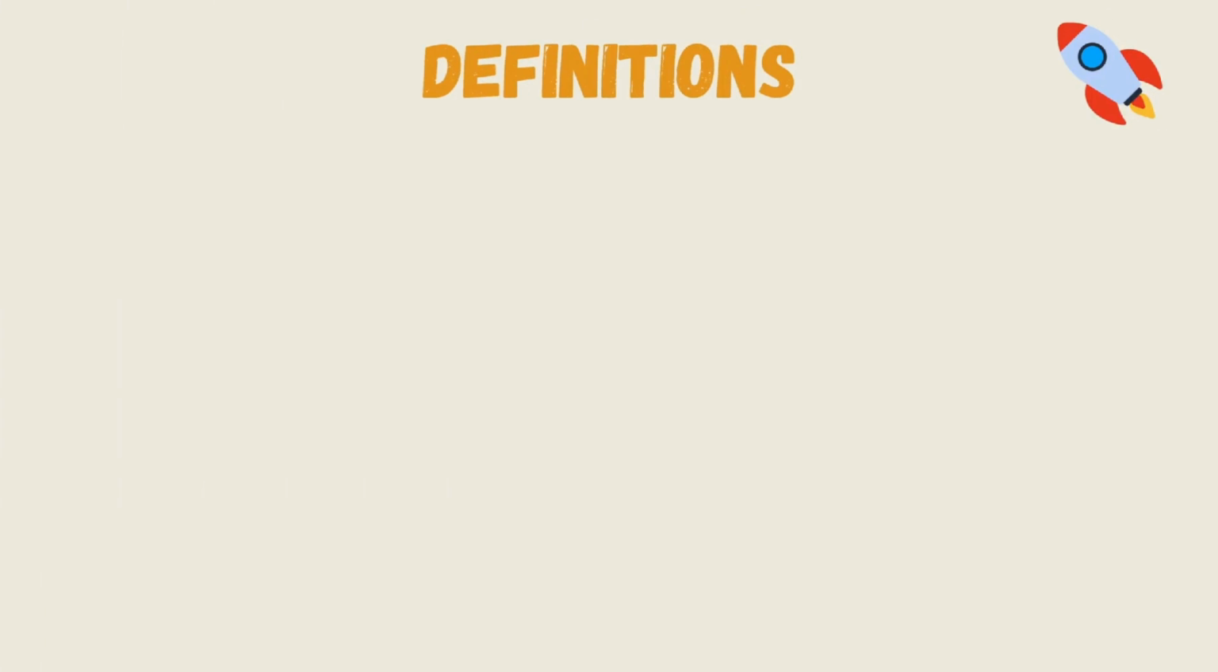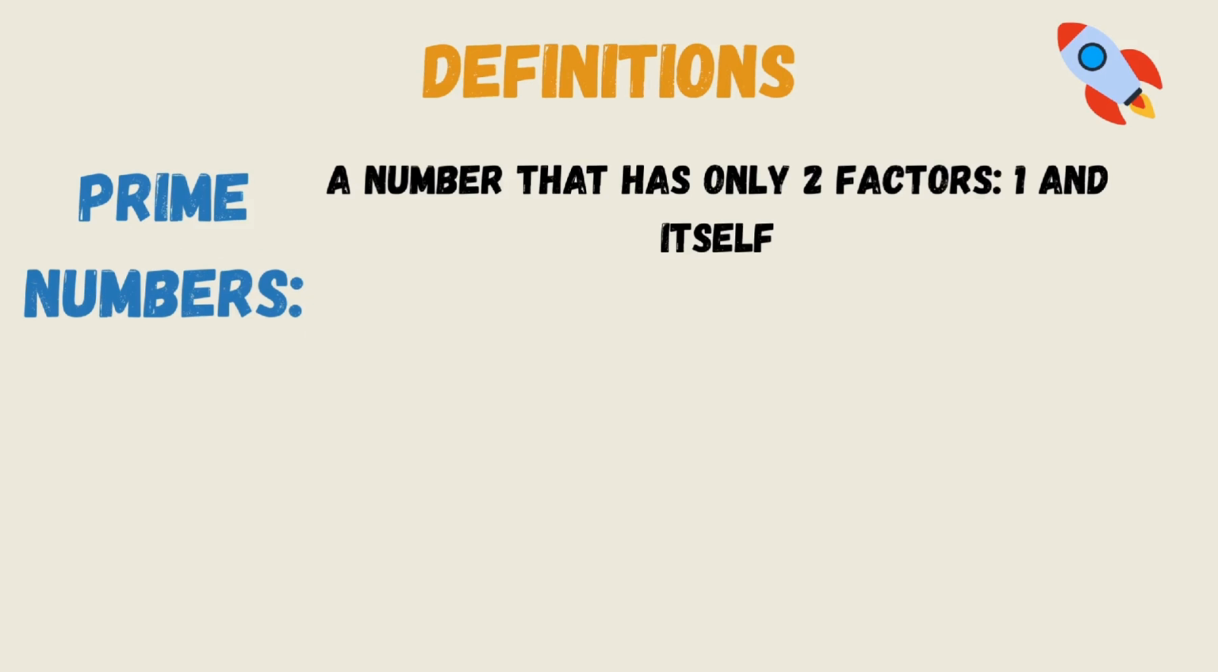First, let's go through some definitions. Prime numbers are numbers that have only two factors, one and itself. For example, 5, 7, and 13 are prime numbers because they only have two factors, which are 1 and itself. The only factors of 5 are 1 and 5.